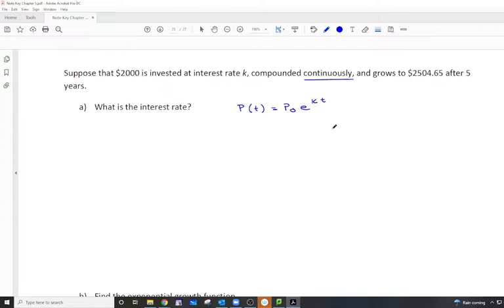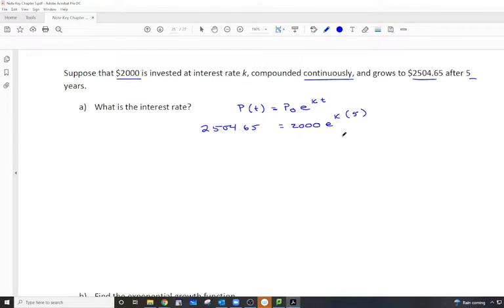It'd be a good idea to pause your video right now and see if you could put these values into the equation where they would go. So hopefully you did. The amount after time t is $2,504.65. Your initial amount is the $2,000. We don't know k. And t is going to be 5 years.